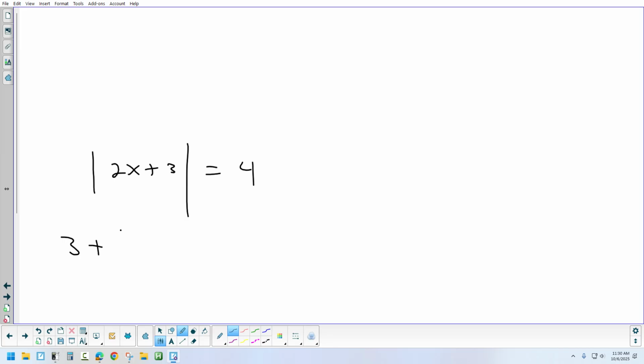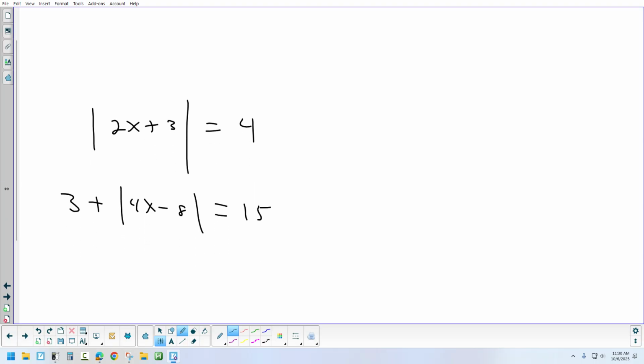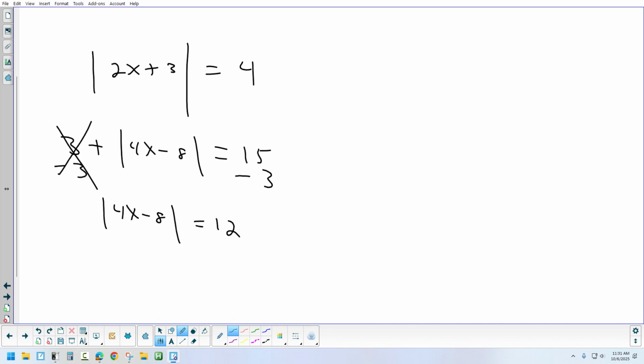Here's an example of an absolute value that is not isolated. You have a +3. First step to solving this is to put the 3 on the other side. And how would you move the 3 over to the right? Yeah. Subtract. You would subtract 3. Just like this. Okay, I'm not going to finish solving this one, but that would be your first step. Now you're ready to split it into two equations. Okay, but that's step one. Make sure the absolute value is isolated.